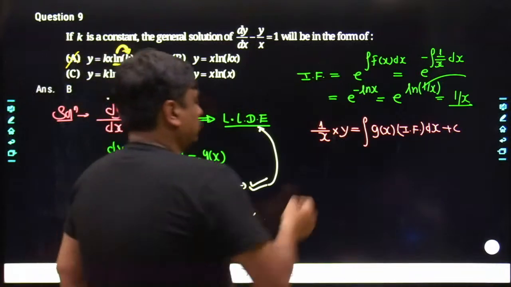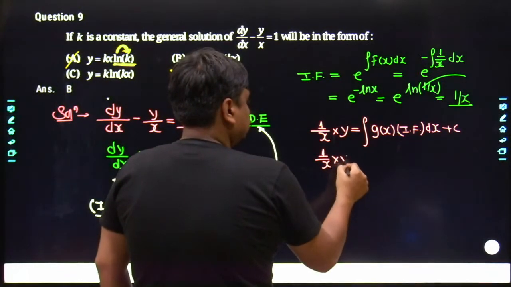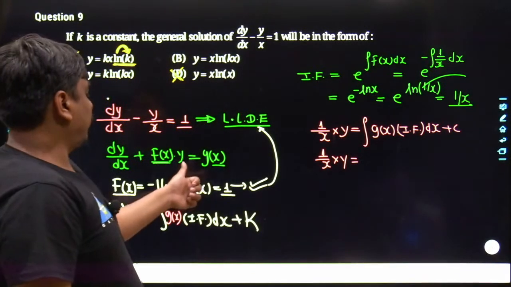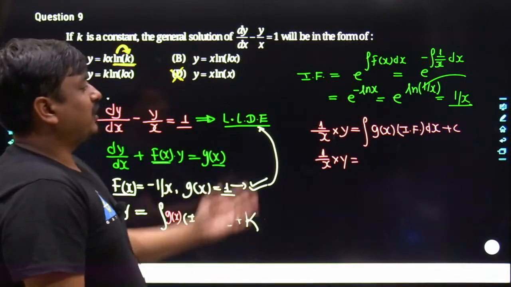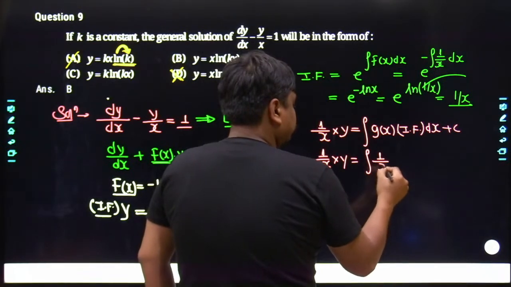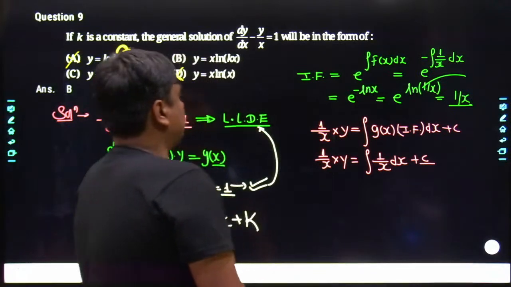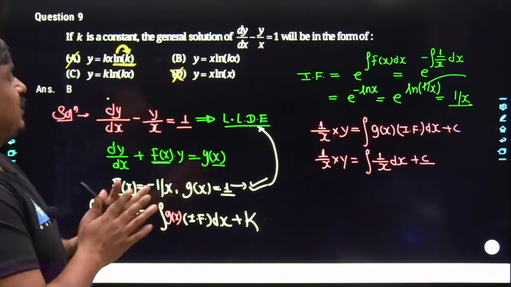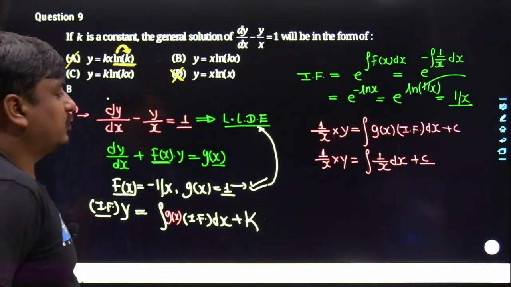Yes, so here it becomes 1 upon x times g of x. Tell me what would be the g of x. The g of x is 1, you can see over here, and similarly the integrating factor is 1 upon x. Yes, 1 upon x. You would be able to get the precise answer for this given problem. Tell me what would be that answer.